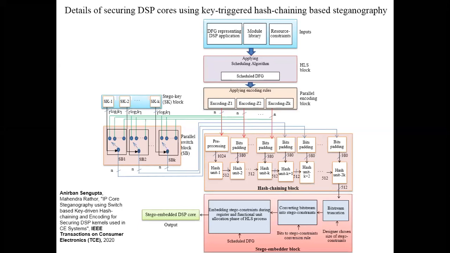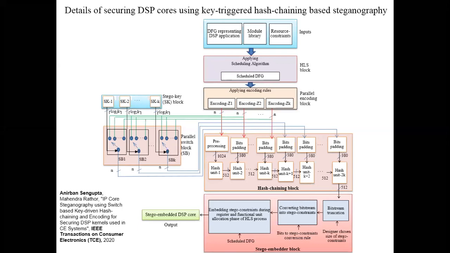So once we start using this information and the application, we apply a scheduling algorithm so that we can get a scheduled data flow graph. In the scheduled data flow graph, we can use that information based on certain encoding rules to convert that graph into an encoded bit stream. Now, for M operations, there are 2 to the power M combinations available, so we have 2 to the power M possible encodings. Using these encodings, we have a value which is n bit, or we can call it m bit, whatever you want. Then we feed it into the pre-processing phase of the hash chaining block.